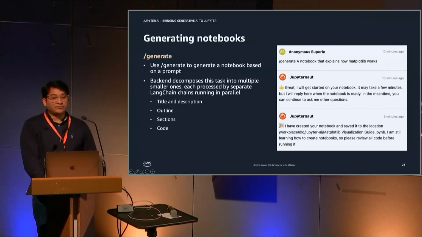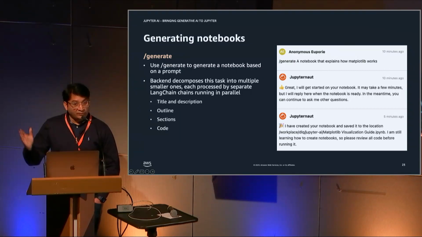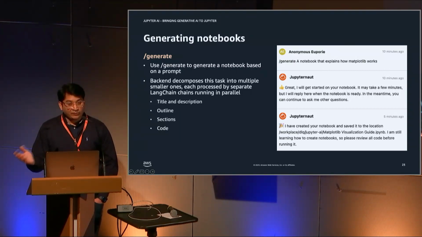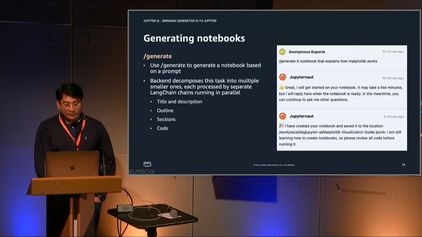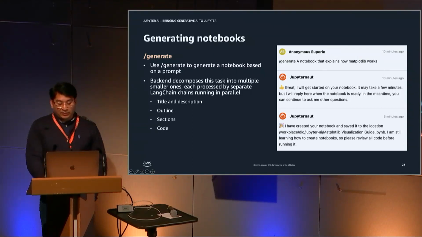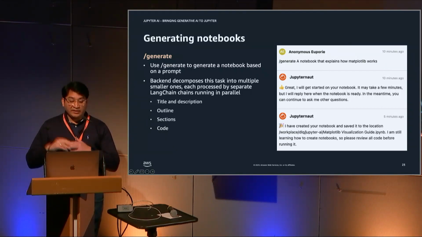Another cool feature of Jupyter AI is that we have these special commands that you can specify with / and then the command name. One of those commands is generate. What generate does is that you can specify it to generate a notebook about something. For example, you can see on the right here, the screenshot shows that it asks to generate a notebook about matplotlib. And once you specify that, on the back end, it basically runs multiple chains. It will basically decompose into multiple tasks.